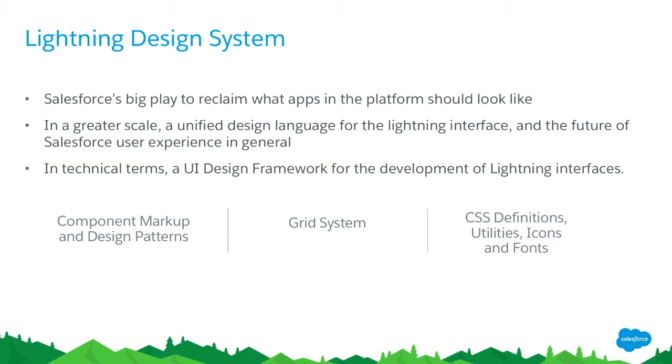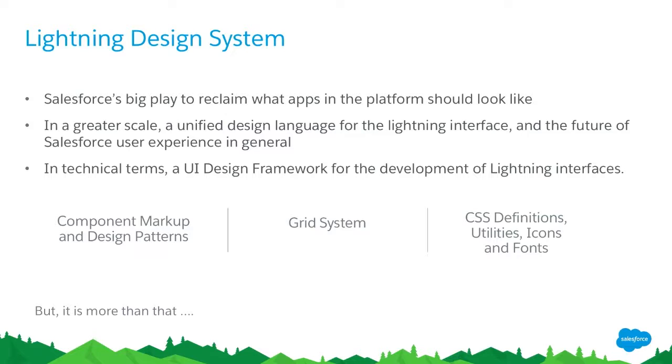So it's basically made up of, I would say, 3 core principles. We have component markups and design patterns. We have the grid system, which allows it to be much more responsive. We have CSS definitions, utilities, icons, and fonts, things like alignment, spreading, stuff like that. But the Lightning Design System is more than that. It's more than just a design system. There's actually 4 core principles around it.